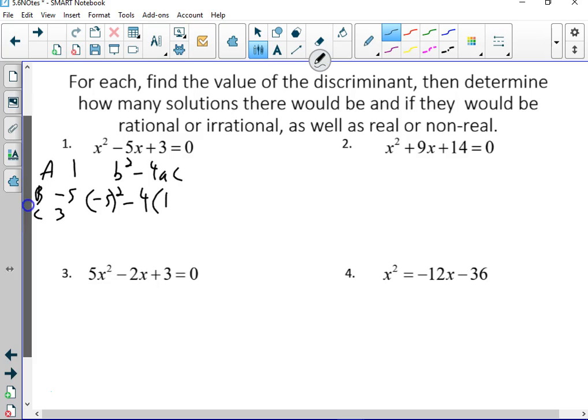-4 times a, which is 1, times c, which is 3. That leads us to 25 minus 12, which is 13. Now 13 is what kind of number? Positive, negative, or zero? Positive. Okay? So since it's positive, that means there's two real solutions.